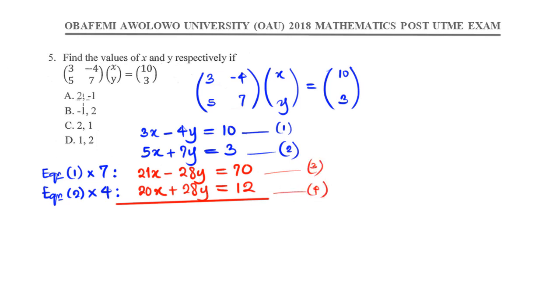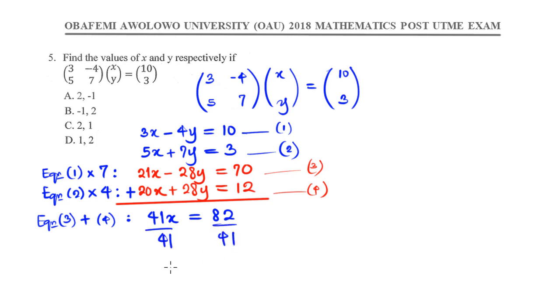So I want to add equation 3 and 4 so that minus 28y and 28y will knock out each other, so that I have only a variable in x and I can solve for my x easily. So equation 3 plus equation 4, that will give 21x plus 20x, that will be 41x, mind you, 41x. Then minus 28y and plus 28y will cancel out. 70 plus 12 will be 82. So I can divide both sides by 41 here.